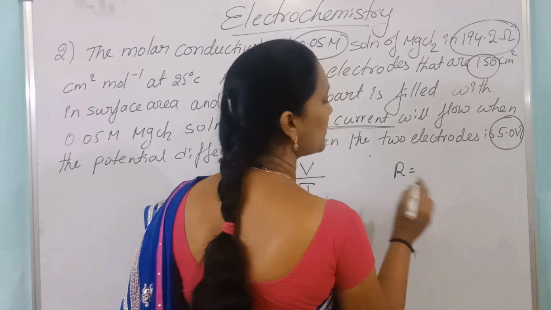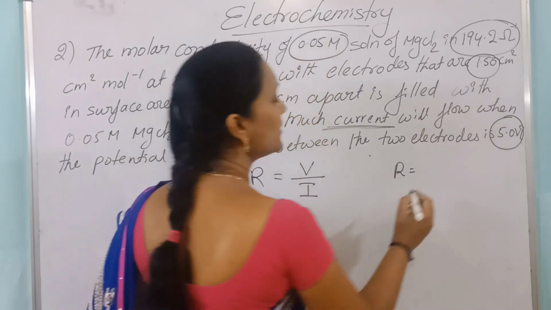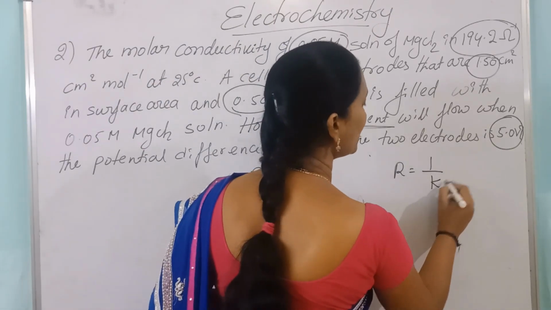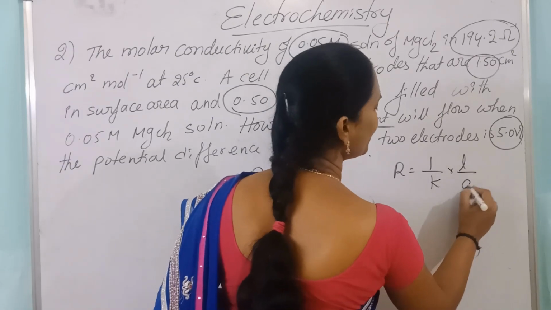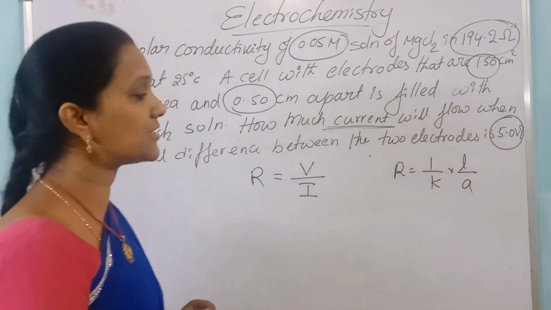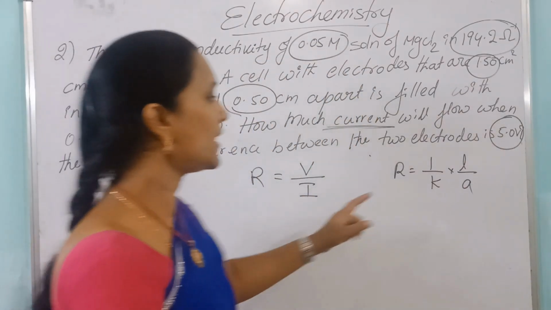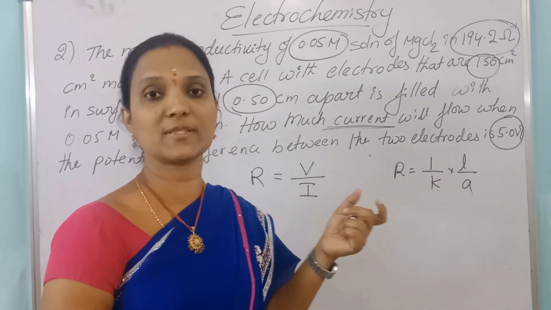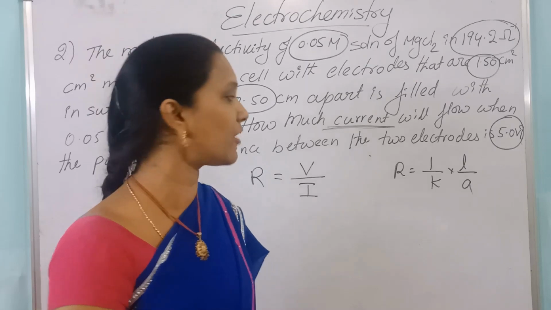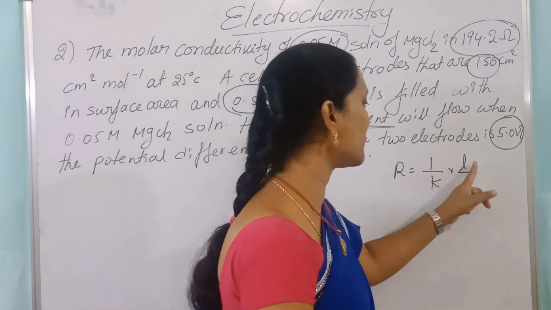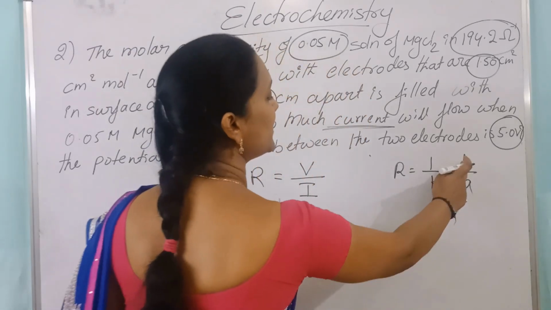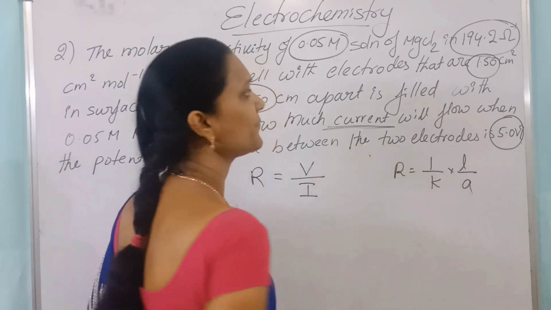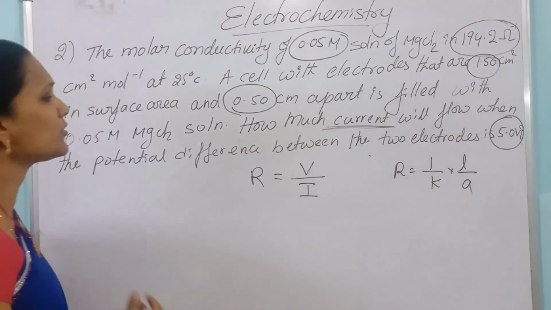Resistance is equal to 1 by K into L by A. Yes or no? Resistance is equal to 1 by K into L by A. So K is equal to specific conductance, which is cell constant by resistance. That is the repeated formula, so that only we are using here, cell constant. Length given, area given, but K not given. So how to get this K?